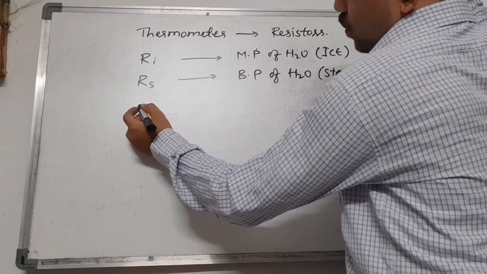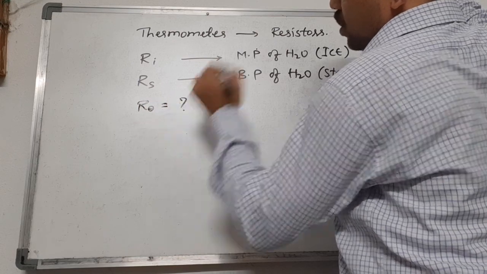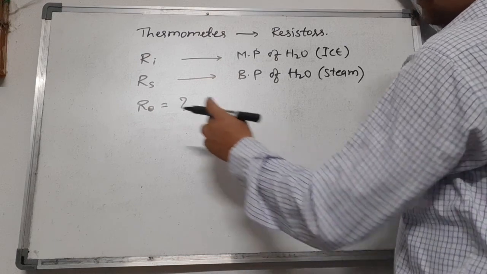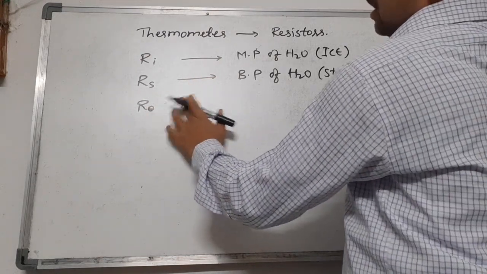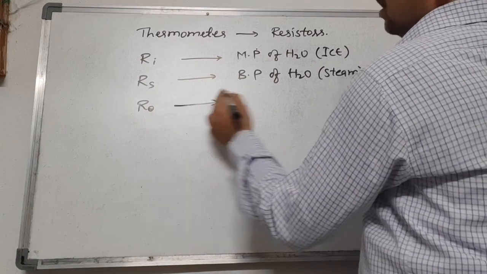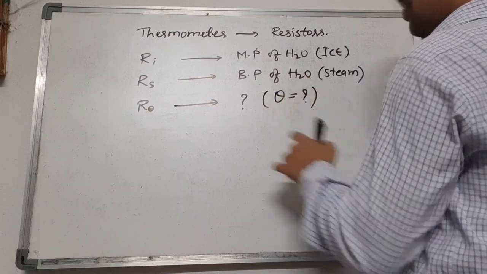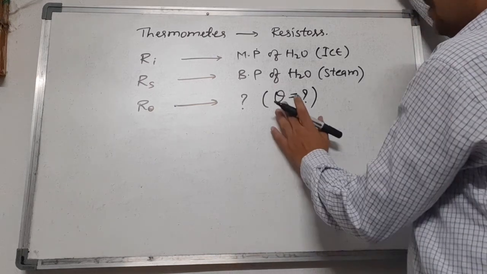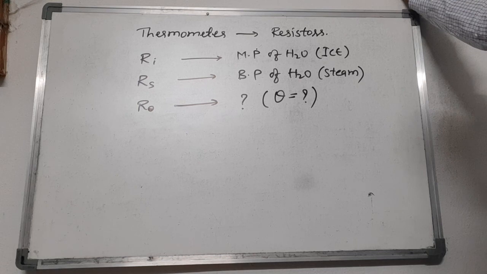And we want to find out theta at a particular resistance. Suppose some resistance R theta is given. At this resistance R theta, what will be the temperature? So theta is equal to how much at this particular point? This is the question, right? So how do we find the theta value now?